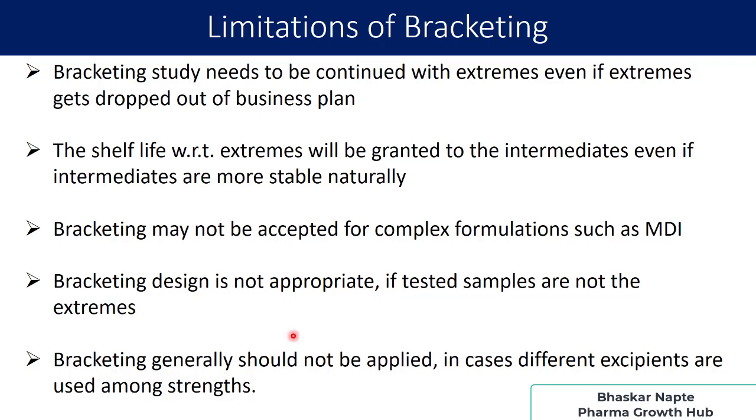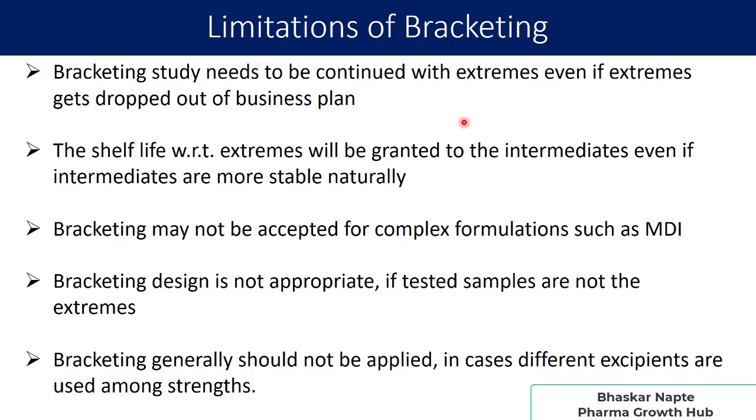Let us now understand the limitations of the bracketing system. The bracketing study needs to be continued with extremes, even if extremes get dropped out of the business plan. You initiated the stability plan with 5 different strengths, and you understand the extremes. Even though the fourth and fifth label claims have been dropped out of your business plan, you still need to continue with the same extreme testing conditions. The shelf life with respect to extremes will be granted to the intermediates, even if intermediates are naturally more stable. And among these extremes, the least shelf life will be considered for all the strengths and all the container closure volumes.